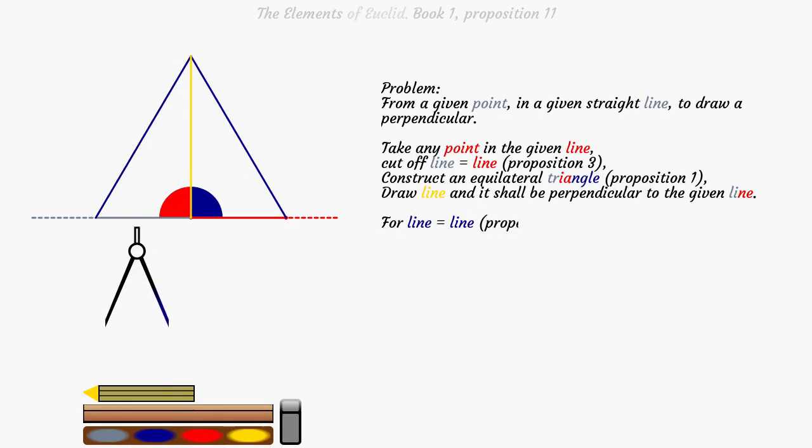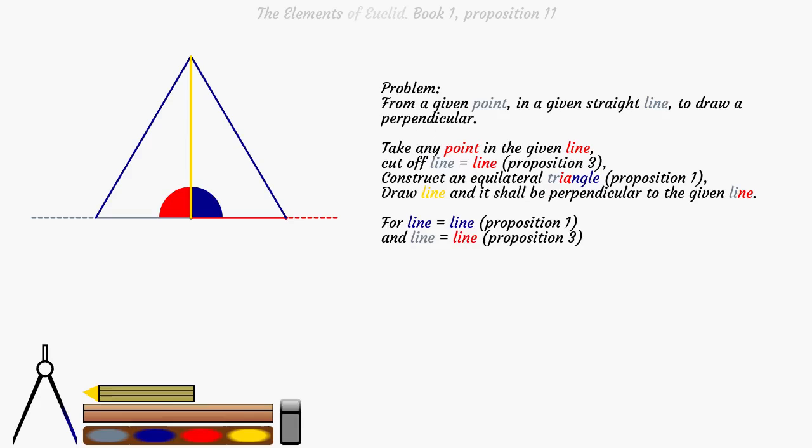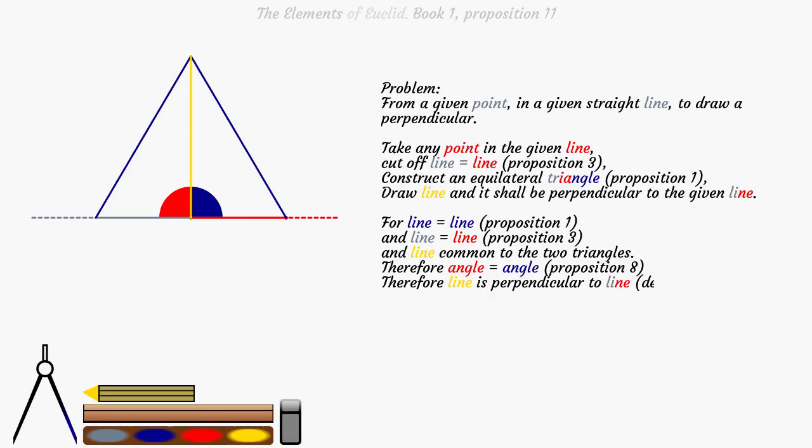For the blue lines are equal, proposition 1, and the gray line is equal to the red line, proposition 3, and the yellow line common to the two triangles, therefore the red angle is equal to the blue angle, proposition 8, therefore the yellow line is perpendicular to the gray-red line, definition 10. Q.E.D.